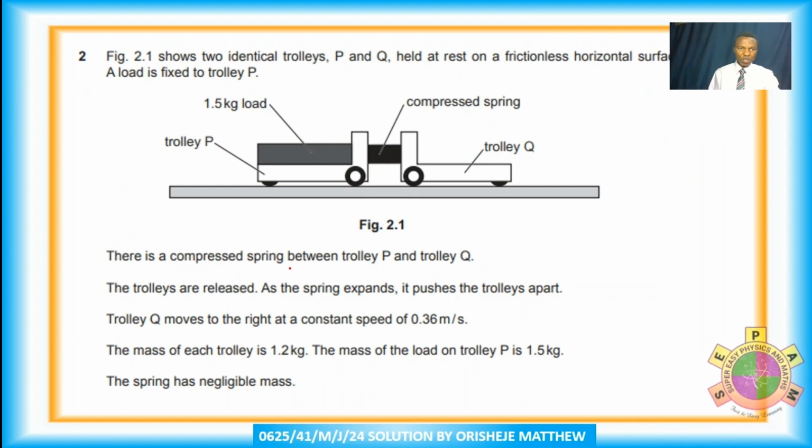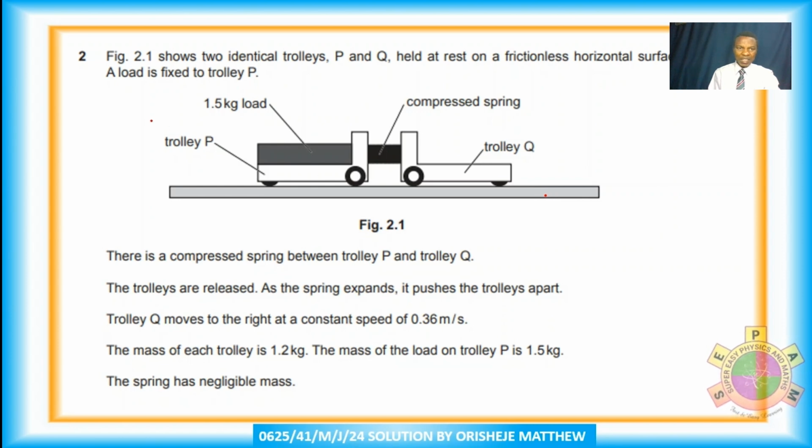Question 2. Figure 2.1 shows two identical trolleys, P and Q, held at rest on a frictionless surface. So this is a frictionless surface.